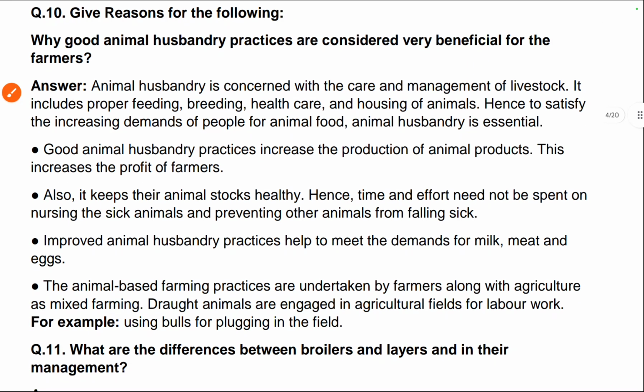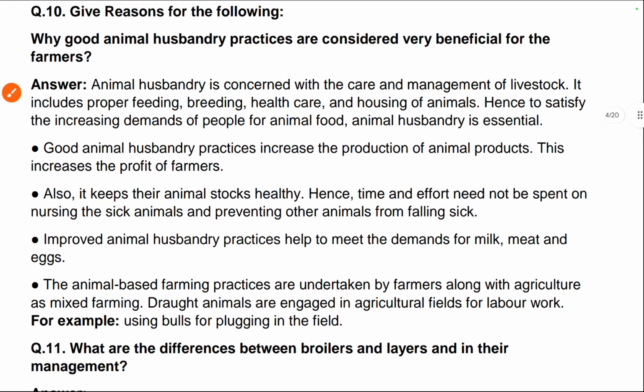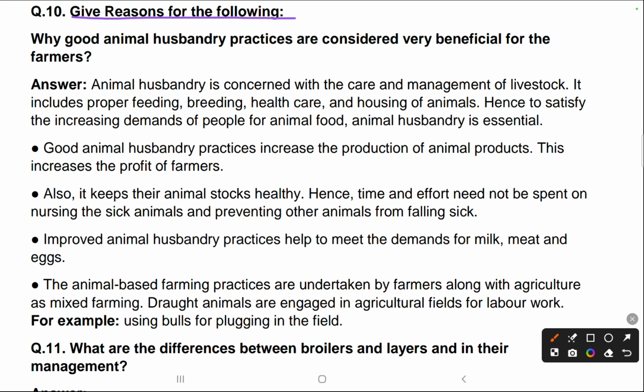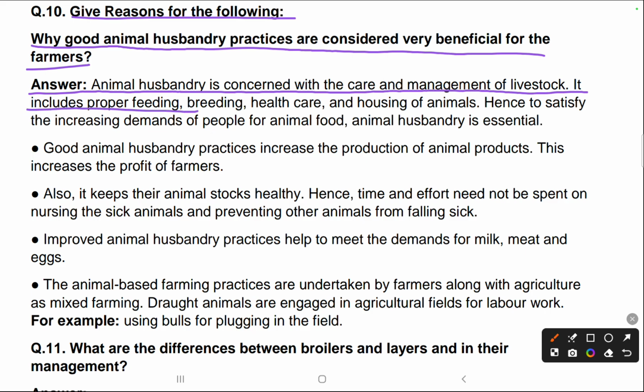10th question. Give reasons for the following. Why are good animal husbandry practices considered very beneficial for farmers? Answer. Animal husbandry is concerned with the care and management of livestock. It includes proper feeding, breeding, healthcare and housing of animals.